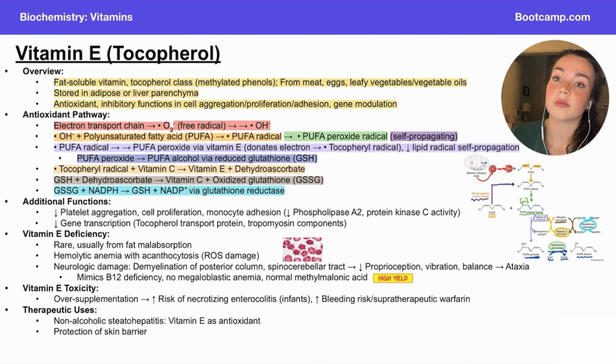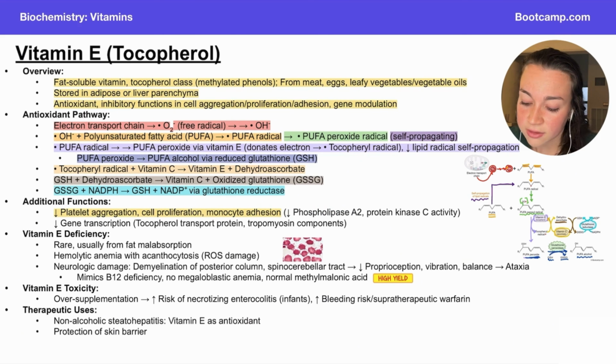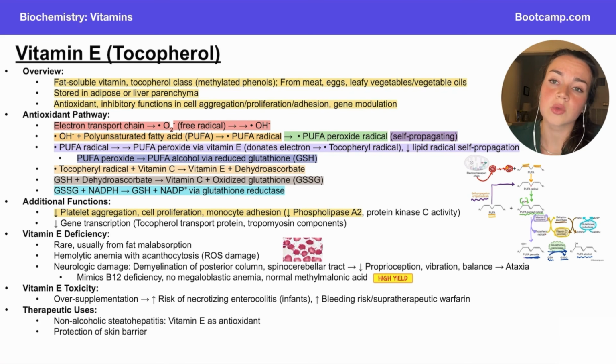Let's talk quickly about some of the other functions of vitamin E. Vitamin E decreases platelet aggregation, cell proliferation, and monocyte adhesion. It does this by decreasing the efficacy of phospholipase A2. Without getting too into this, it's a little outside the scope of this video. Phospholipase A2 mediates the release of arachidonic acid, which is pro-inflammatory. The antioxidant effects of vitamin E will reduce the number of substrates available for phospholipase A2 to work.